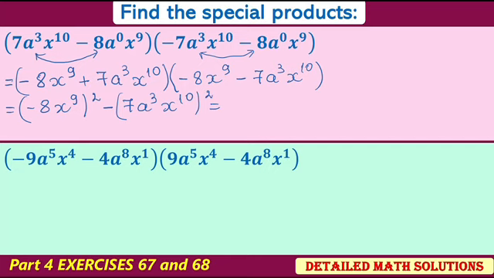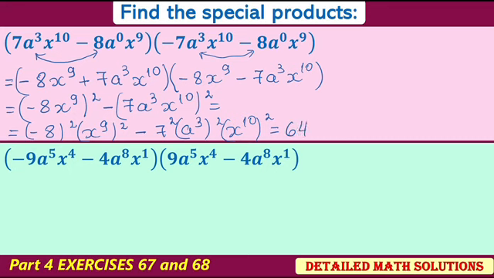When I distribute the exponent, I have minus 8 in parentheses squared x to the 9th power in parentheses squared minus 7 squared a to the third power in parentheses squared x to the 10th power in parentheses squared. And when I simplify further, I have 64x to the 18th power minus 49 a to the 6th power x to the 20th power.